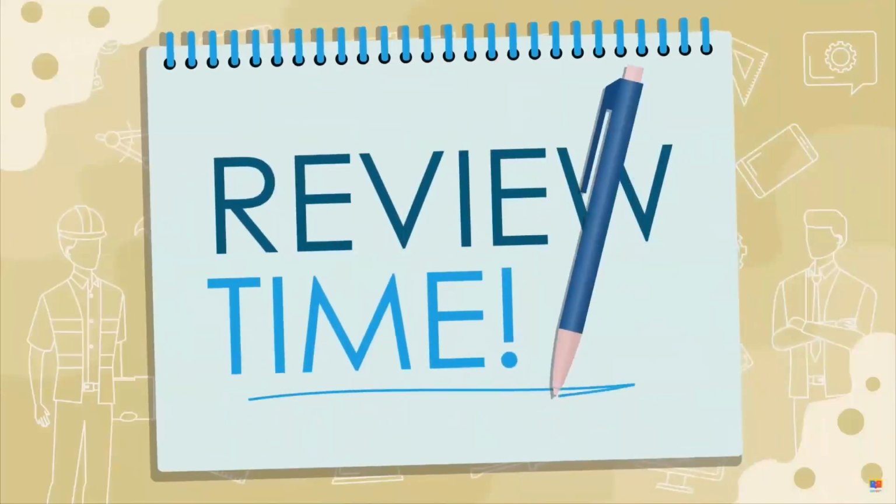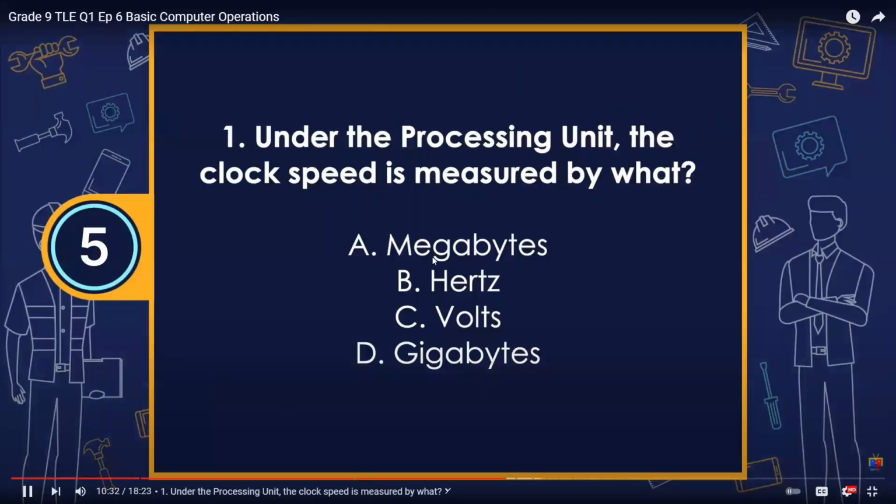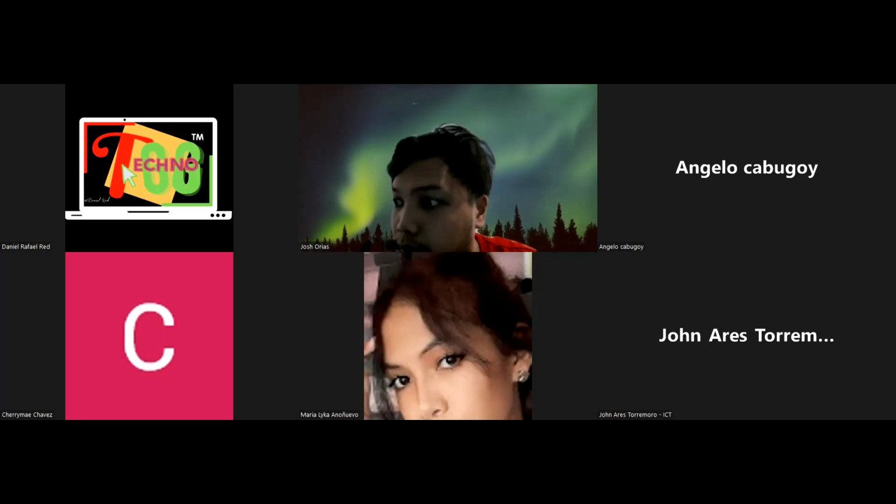Students, let us now have a short review based on our topic. Well, let's begin. Number 1. Under the processing unit, the clock speed is measured by what? The correct answer is letter B, hertz.